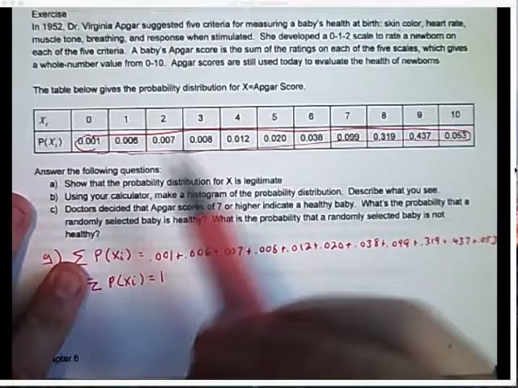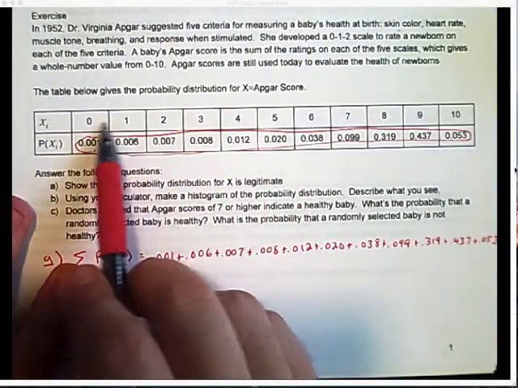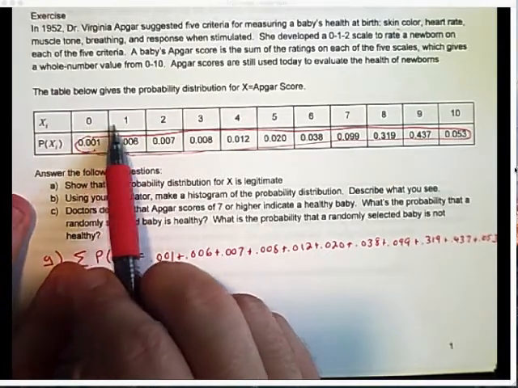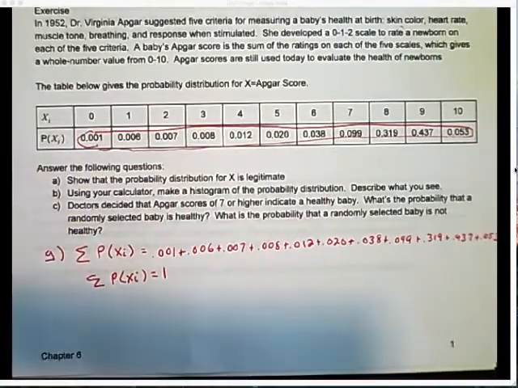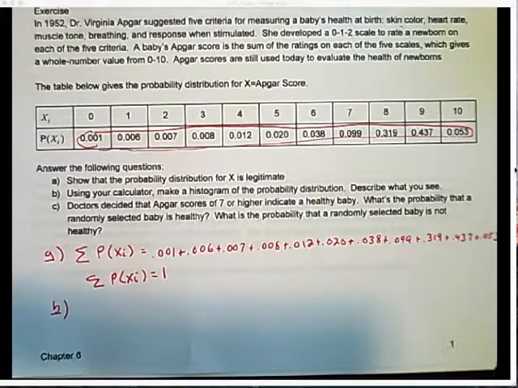Okay, it's discrete because these can only be whole numbers. We can't have all the numbers in between 0 and 1, all the decimals. All right, so part B. It says, using your calculator, make a histogram of the probability distribution and describe what you see.